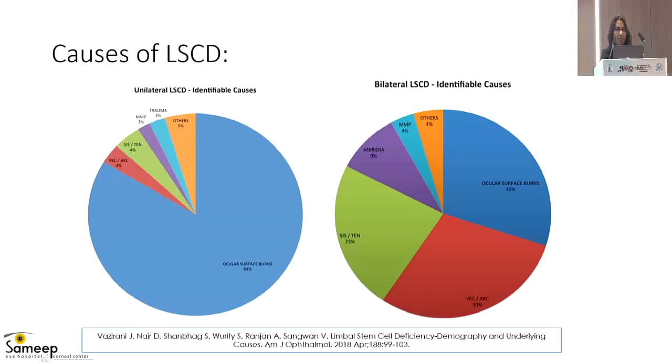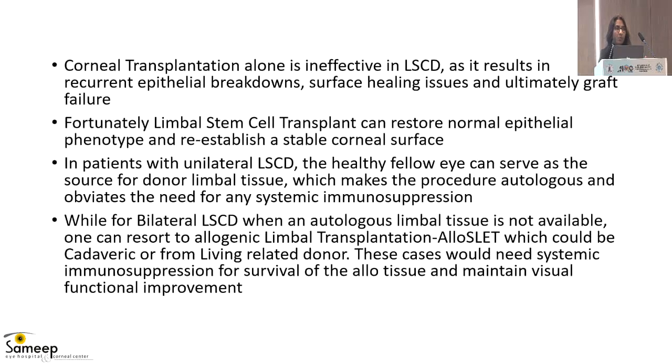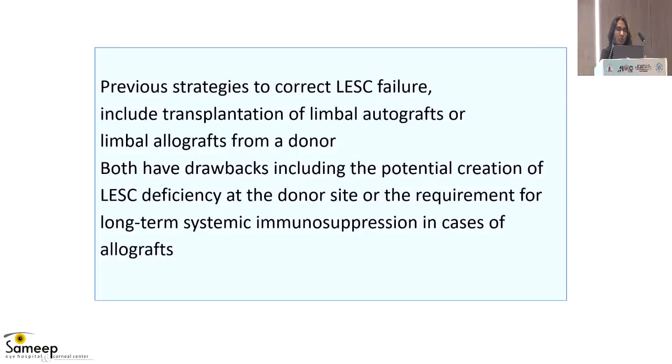Corneal transplantation alone is ineffective in limbal stem cell deficiency, as it results in recurrent epithelial breakdowns, surface healing issues, and ultimately graft failure or sometimes graft melt. Fortunately, limbal stem cell transplant can restore normal epithelial phenotype and re-establish a stable corneal surface. In patients with LSCD, the healthy fellow eye can serve as the source of donor limbal tissue for unilateral cases, while for bilateral LSCD, when the autologous limbal tissue is not available, one can resort to donor limbal tissue, either cadaveric or from a living related donor.